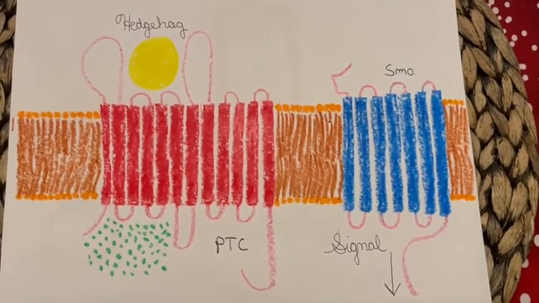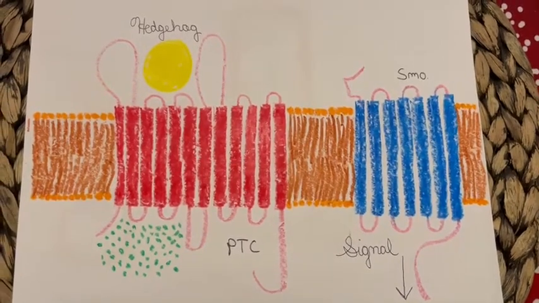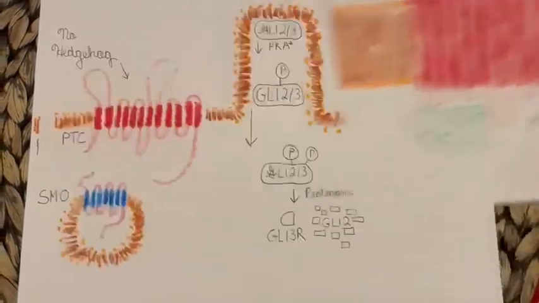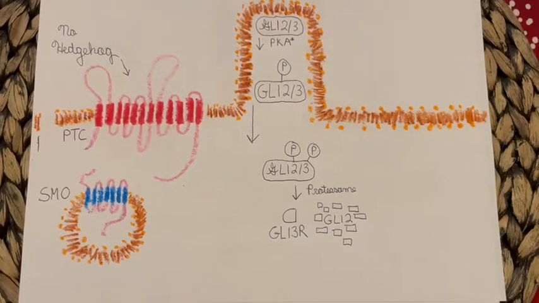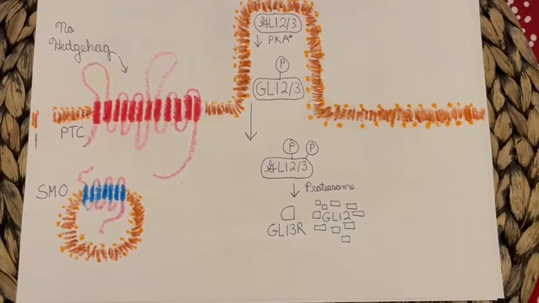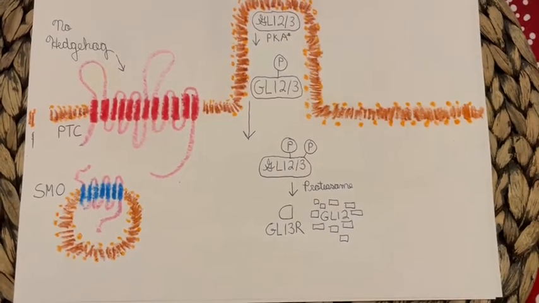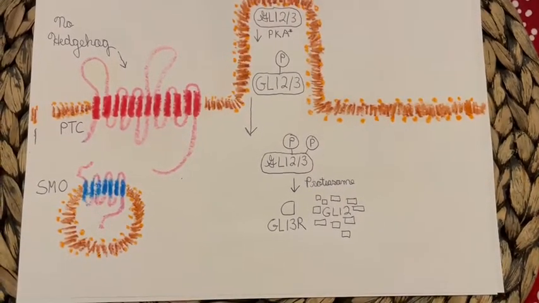Now these next 2 images show hedgehog signaling in a bit more depth. As we can see in this picture, hedgehog is not bound to patched. While hedgehog is not present, smoothened locates itself mainly in the cell membrane and intracellular vesicles.